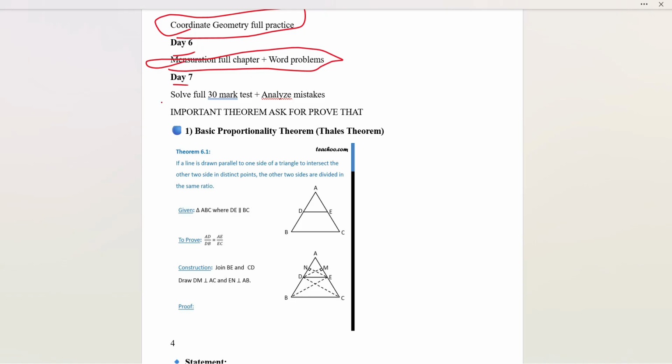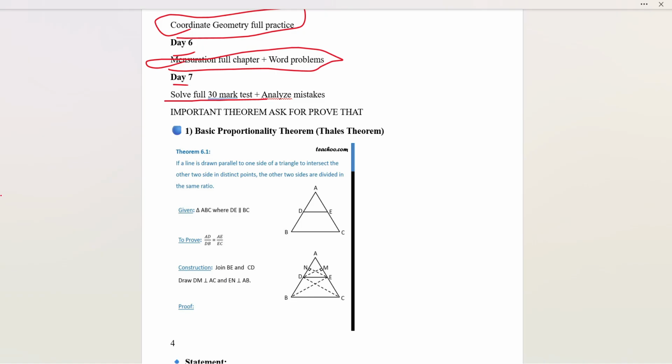For day 7, solve the full 13 tests plus analyze mistakes. You can solve previous year questions, 1 to 2 question papers, and you can analyze how much time it takes for solving all questions, and how much time remains to solve the optional questions from my papers. So you get full marks on those questions.